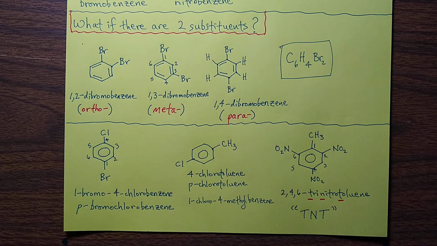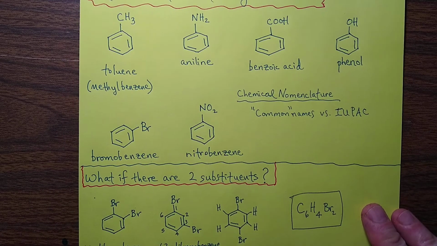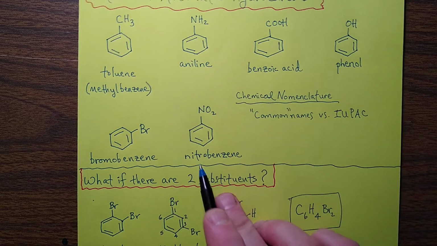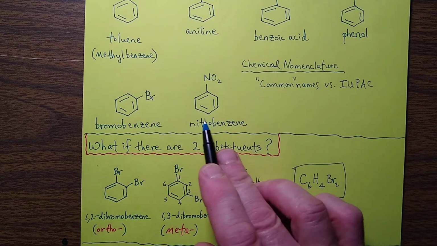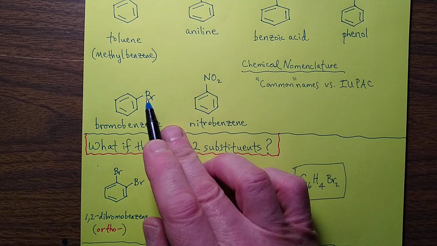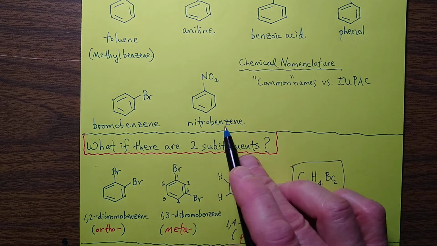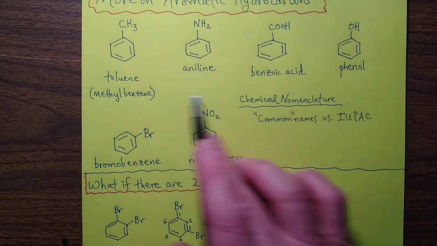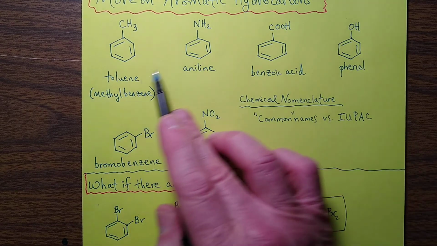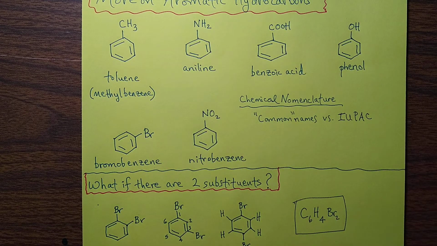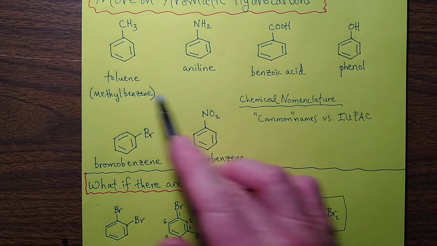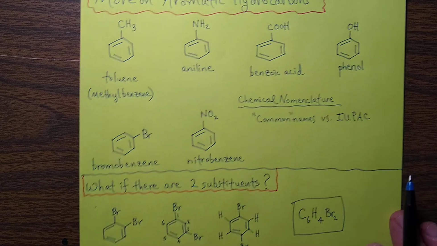Those are just some somewhat simple examples of how to name some derivatives of benzene. Again, I'd like you to try to memorize those. These you don't really have to memorize, it's just bromine, bromo, nitro, nitro, and then the word benzene. But these don't have the word benzene in them. That's like water. We don't call it dihydrogen monoxide. We call it water. It's a common name. These are common names. So try to learn those as best you can.